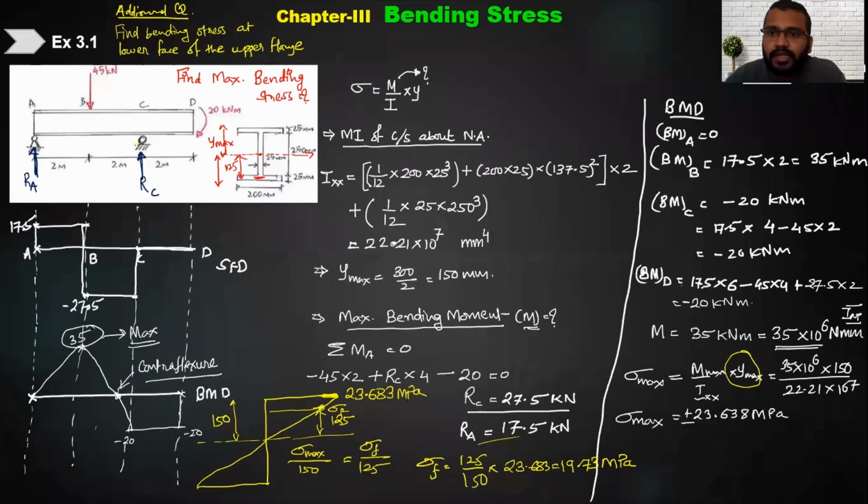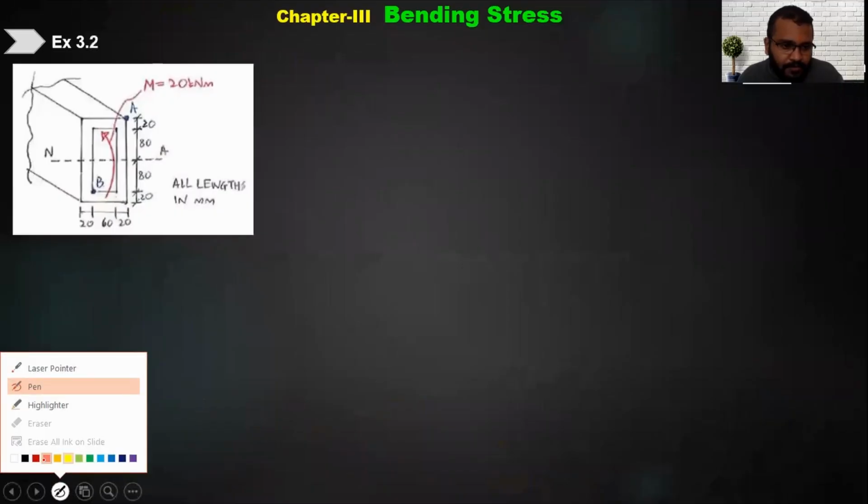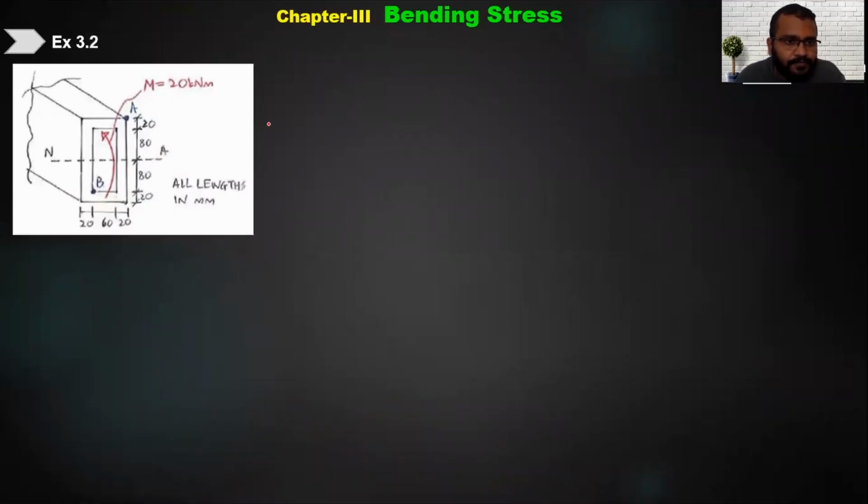Now let's go to the next one. So now they are asking us to find the bending stress at 2 points which are located on the beam.